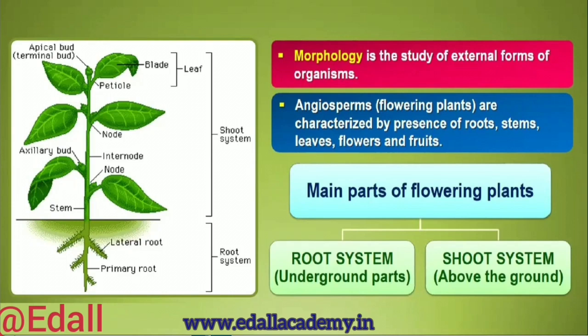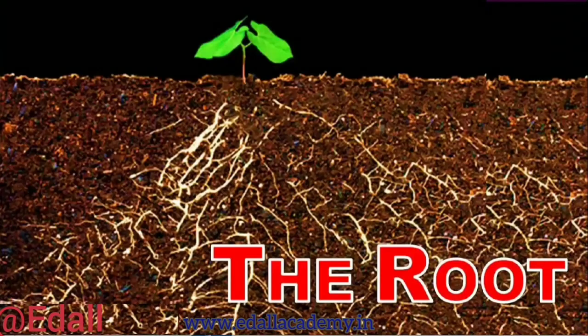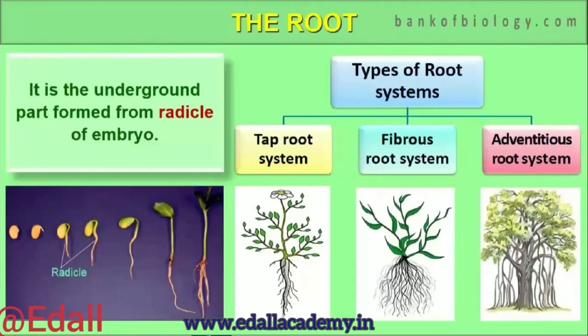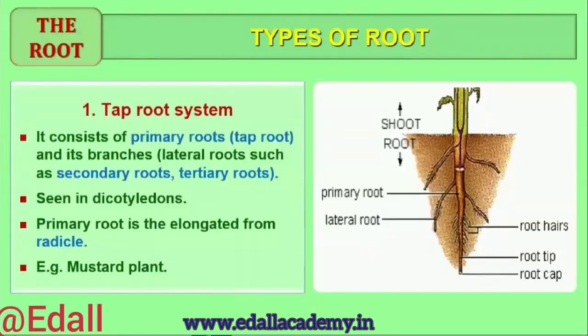If you pull out any weed, you will see that all of them have roots, stems and leaves. They may be bearing flowers and fruits. The underground part of the flowering plant is the root system, while the portion above the ground forms the shoot system. The root: in majority of the dicotyledonous plants, the direct elongation of the radicle leads to the formation of primary root, which grows inside the soil.